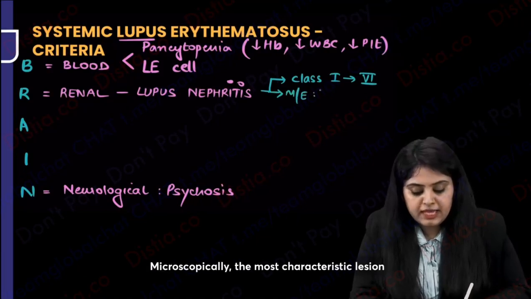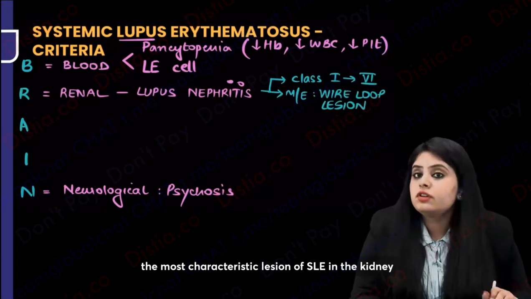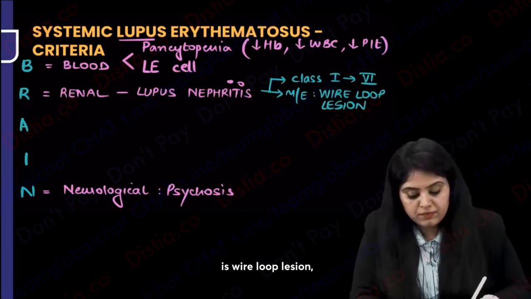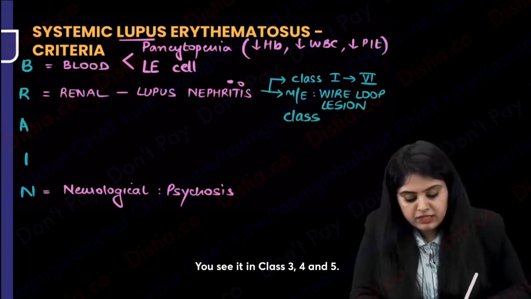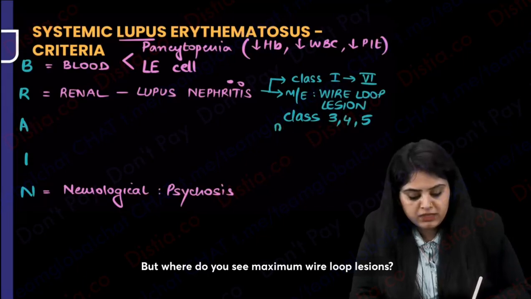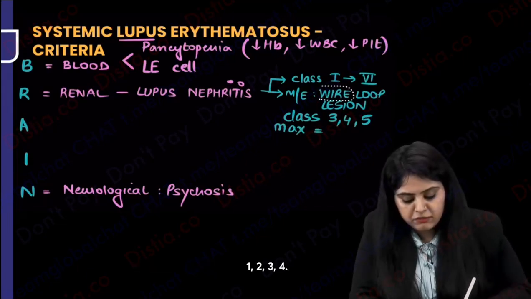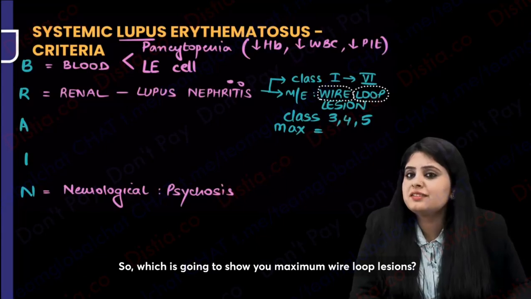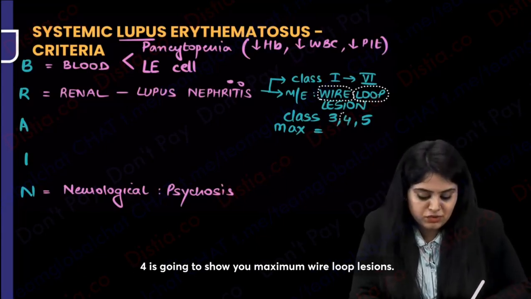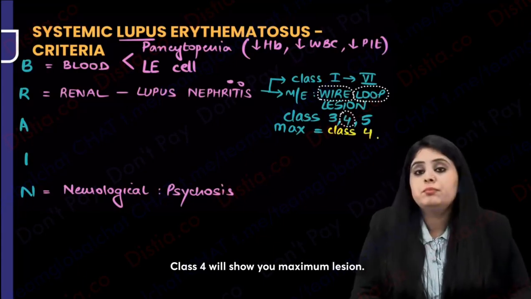Microscopically, the most characteristic lesion that you get is a wire loop lesion. The most characteristic lesion of SLE in the kidney is wire loop lesion, which you see in which classes? You see it in class 3, 4 and 5. But where do you see maximum wire loop lesions? Maximum. So, dekho, wire has how many alphabets? 1, 2, 3, 4. Loop has how many alphabets? 1, 2, 3, 4. So, which is going to show you maximum wire loop lesions? 4 is going to show you maximum wire loop lesions. Class 4 will show you maximum lesions.